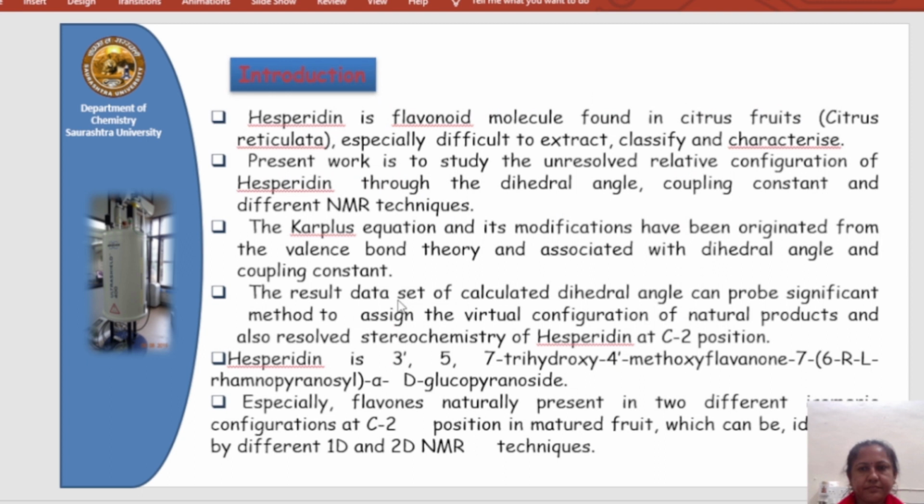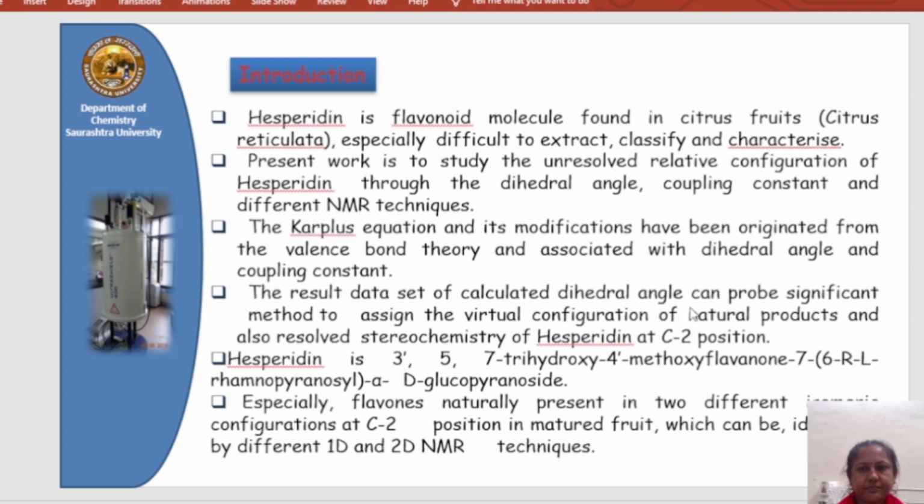And we know what the dihedral angle is. Before we proceed to the dihedral angle, I will give some information related to hesperidine. It is a flavonoid molecule found in citrus fruit, especially difficult to extract, classify and characterize. So we carried out the study of dihedral angle, coupling constant and different NMR techniques. What is the relation between the coupling constant and dihedral angles? It is already proved by the Karplus equation and its modification. By using the Karplus equation and its modification, we find out the value of the dihedral angle using the Mestrelab version 1 software to find out the exact structure.